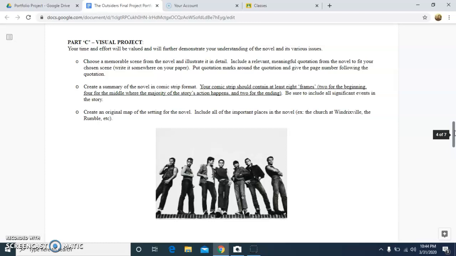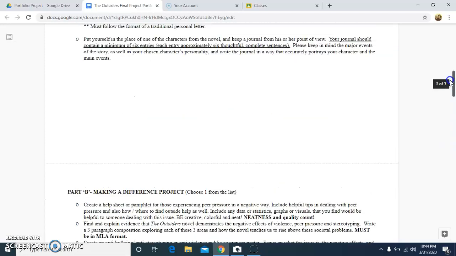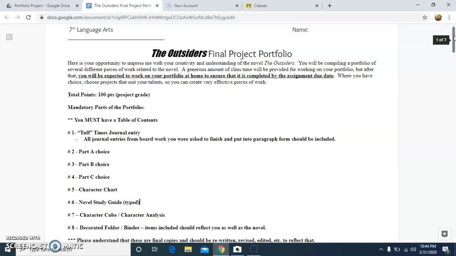So again, these should be colorful. These should be creative. Again, they should be unique. So these are your choices for part A, B, and C. Look them over. Please make sure you understand what you're going to be doing and what the requirements are that are asked of you. So I've tried to explain the portfolio to you. I know that there's still probably a ton of questions.